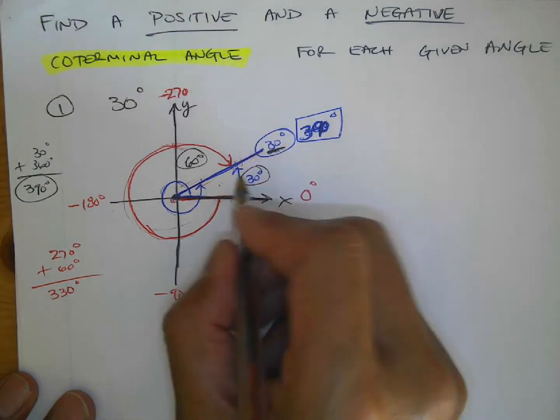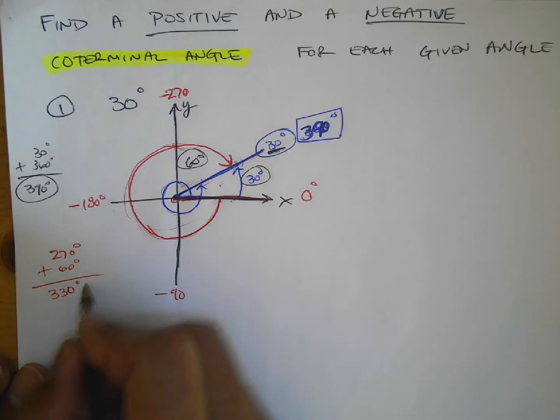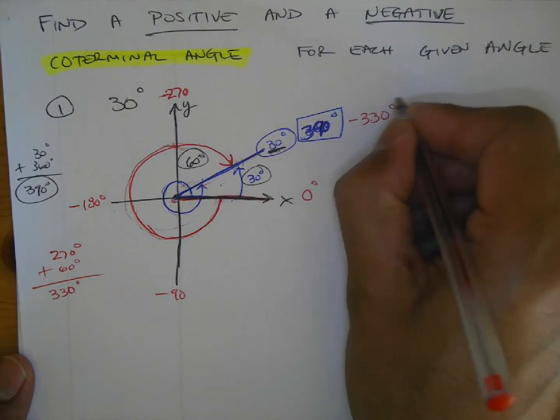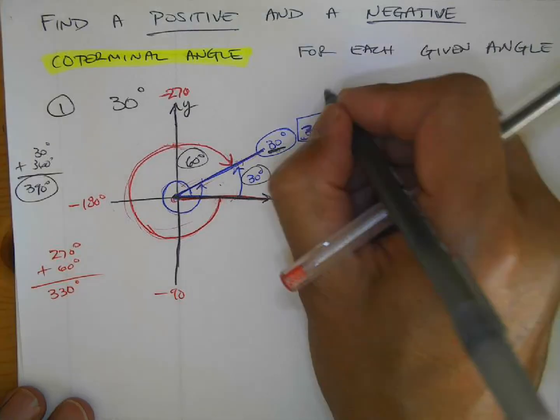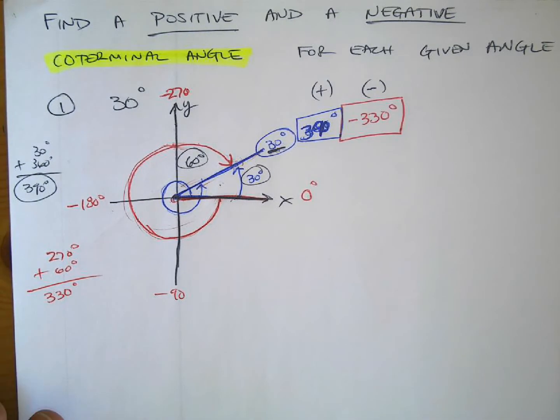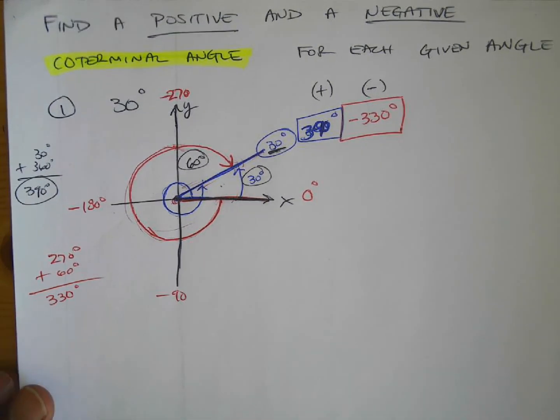That's your positive angle. The negative angle is what? Remember we did 270 plus 60. So that's what? Well, it's 330, but it's actually what? Negative 330. These are your two answers. This is your one for your positive angle. This is the one for their negative angle. And again, they're coterminal. They land and they stop and they end and they rest in the same place.